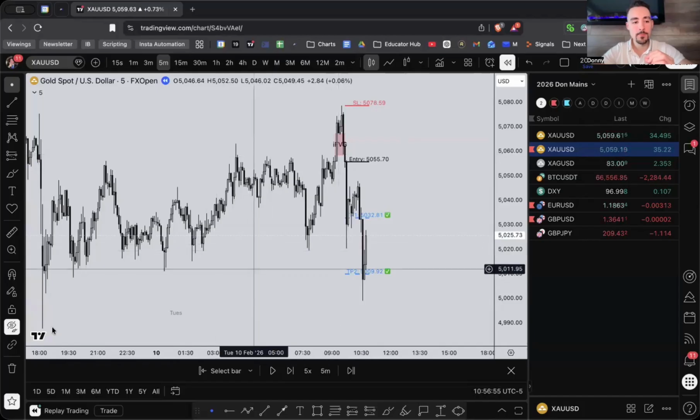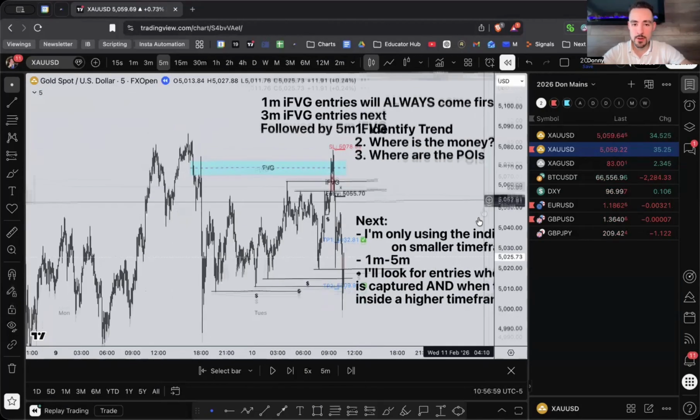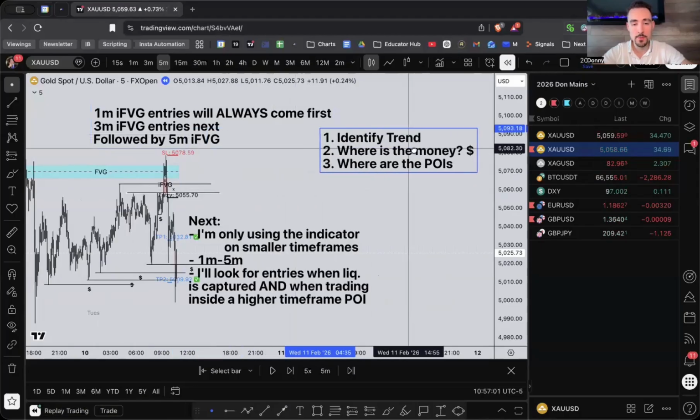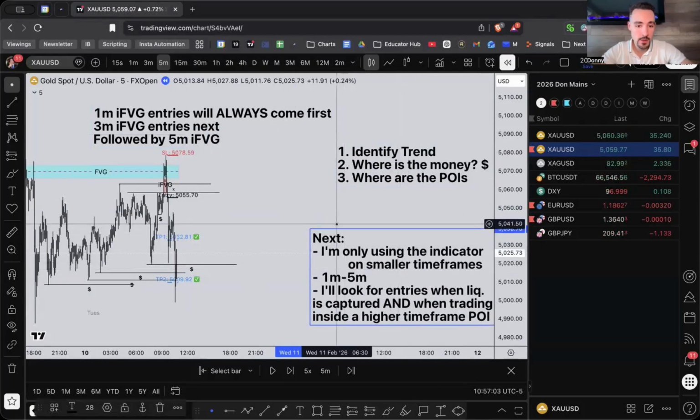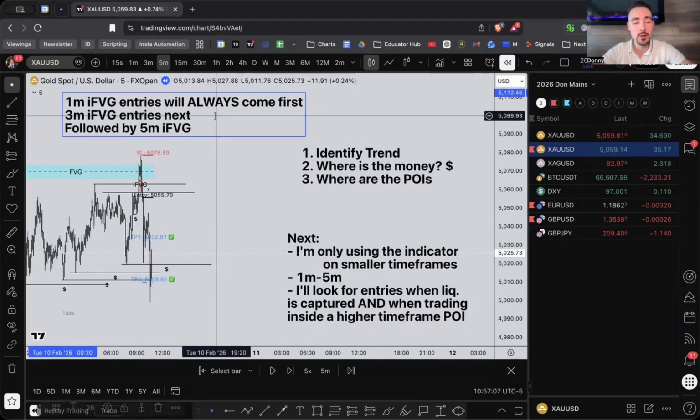Again, I'm looking at and I'm considering these points that we've written on screen. I'm not just taking the setup blindly based off the parameters that are given, because guess what? The indicator is going to give us parameters every single time the market creates an inversion.